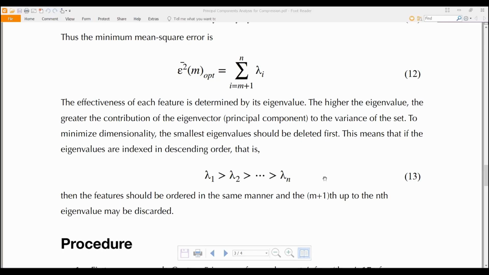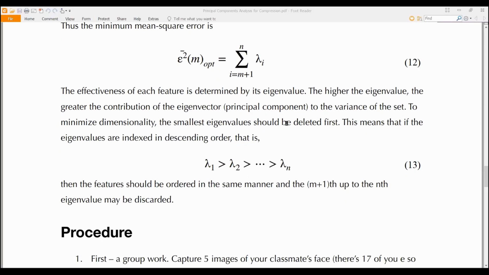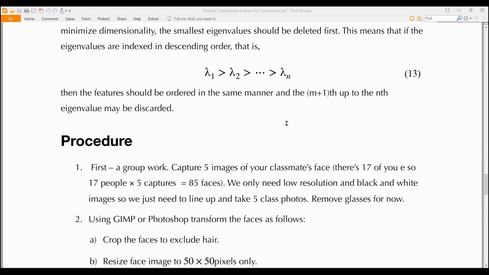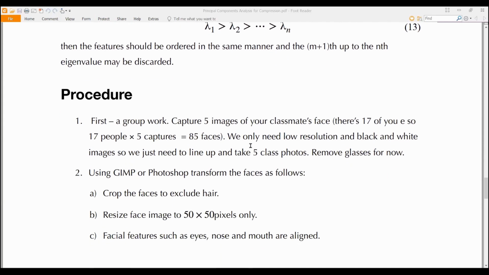Yeah, there. Now let's go back to the activity that I'd like you to do. The first activity, share screen again, is this. So just to get your feet wet on principal components analysis, let's have a fun activity, group work. Kindly please share 5 images of yourself. So capture 5 images of your classmates' face. Okay, there's 17 of you. So 17 people times 5 captures equals 85 faces.